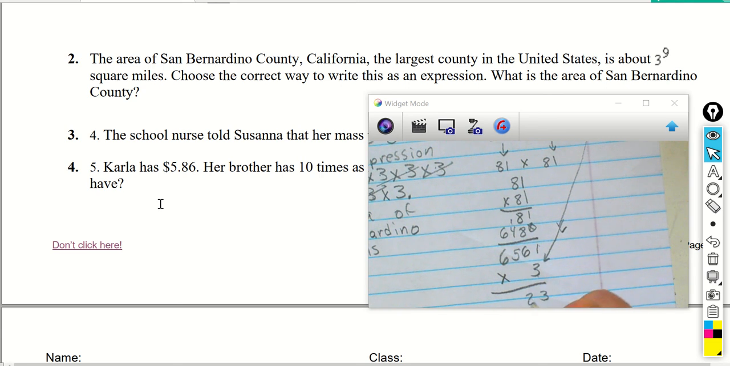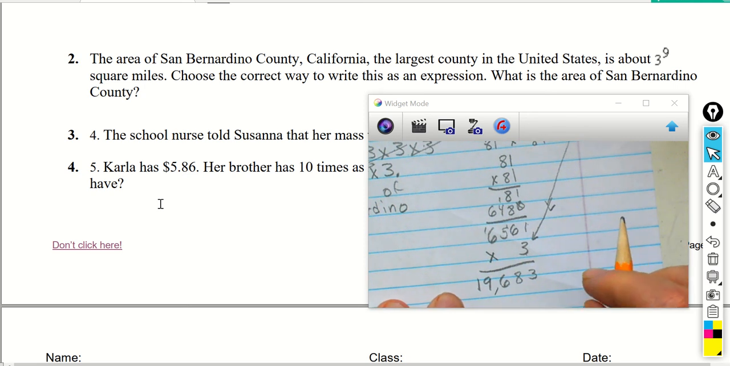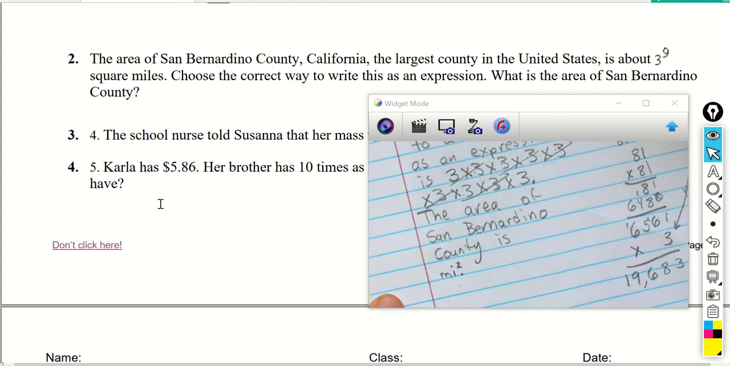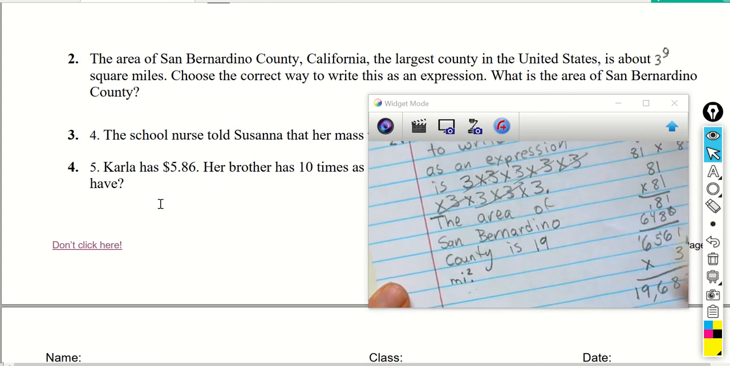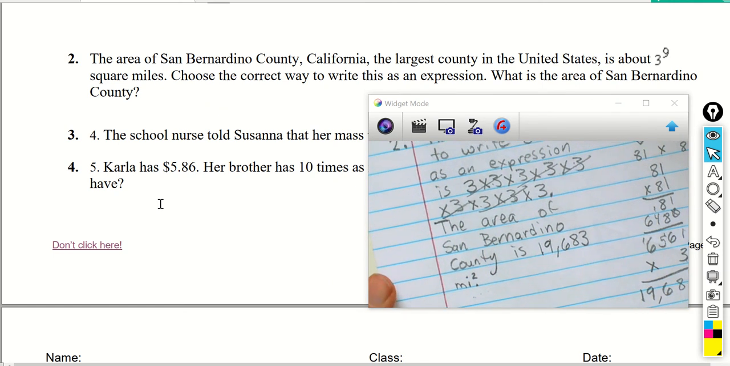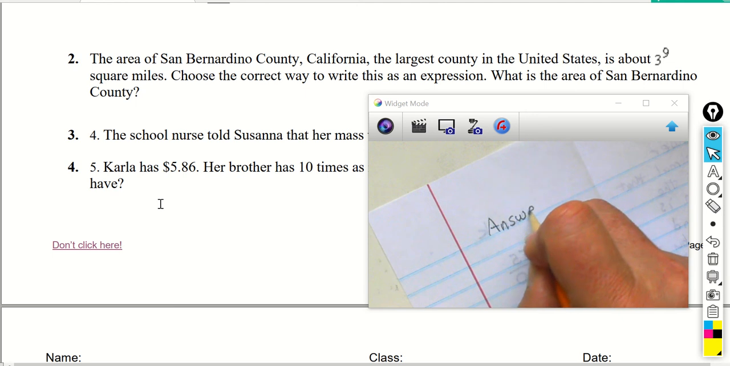6 times 3 is 18. Carry the 1. 5 times 3 is 15 plus 1 is 16. 6 times 3 is 18 plus 1 more is 19. So 6,561 times 3 is going to equal 19,683 square miles. And I'm going to put that into my answer sentence. The area of San Bernardino County is 19,683 square miles. All right, let's move on now down. I'm going to split the paper over here, and I'll put my answer and my work.